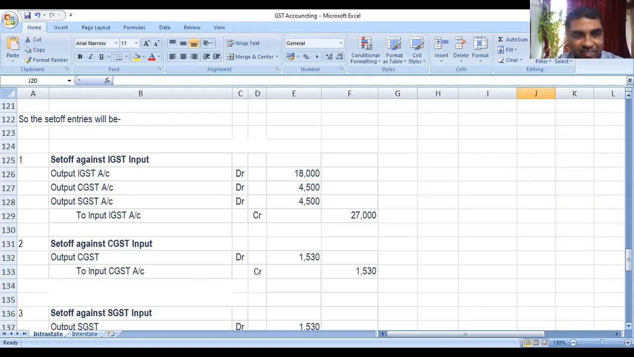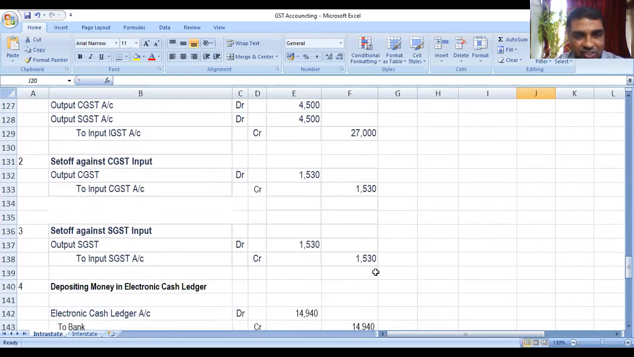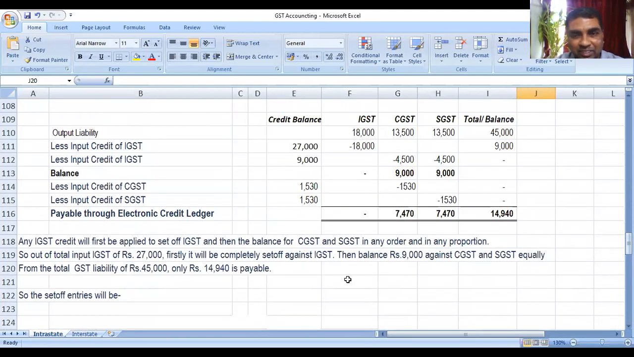Next, there was still some CGST liability and some CGST credit. So CGST credit was adjusted with CGST liability, 1,530. Similarly, SGST credit was adjusted with SGST liability, 1,530. After that, I still have to pay 7,470 as CGST and 7,470 as SGST.